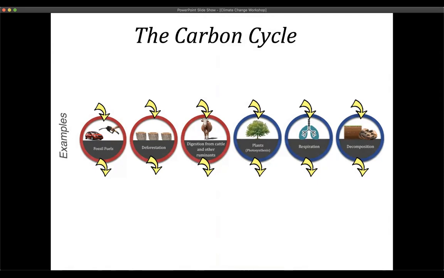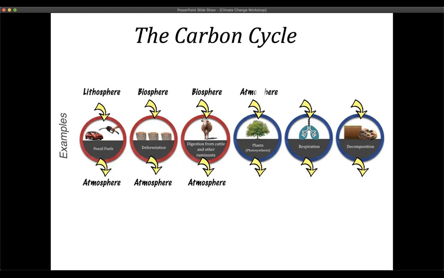So if we are talking about fossil fuels, that is taking carbon from the lithosphere, or the ground, and moving it to our atmosphere. As we pump fossil fuels out of the ground and use them to fuel our cars, that is moving carbon from the lithosphere to the atmosphere. Deforestation moves carbon from a living thing, or a tree, to the atmosphere. Digestion from cattle and other ruminants moves carbon from the biosphere to the atmosphere.